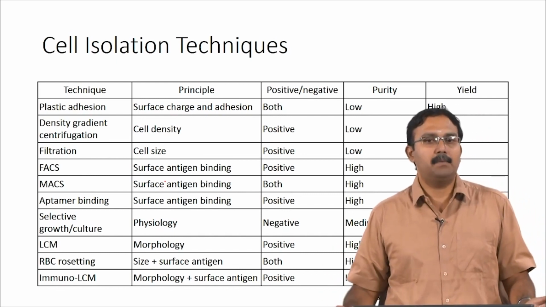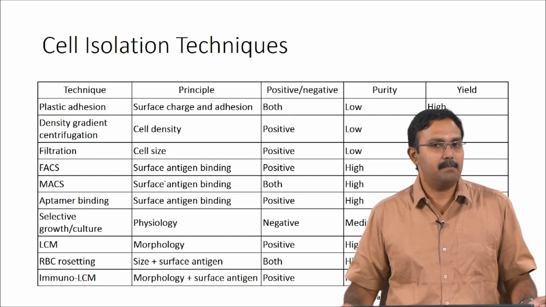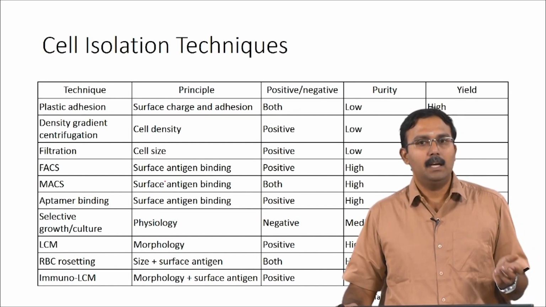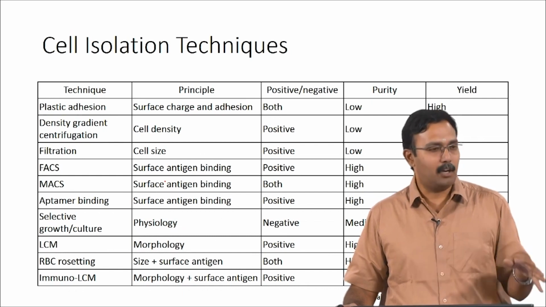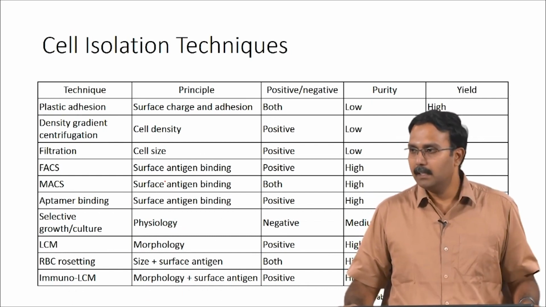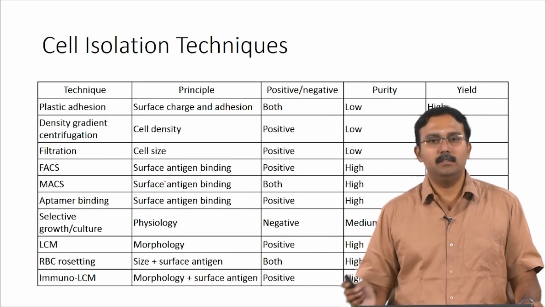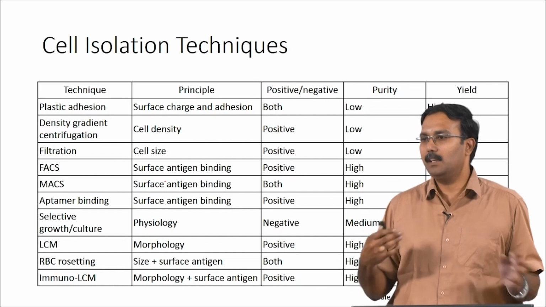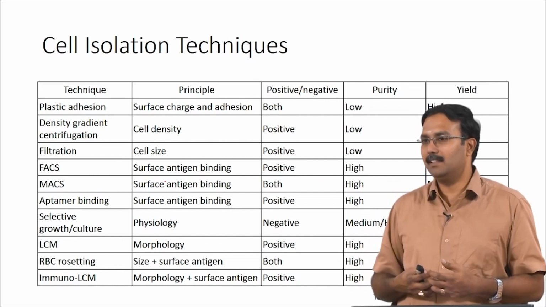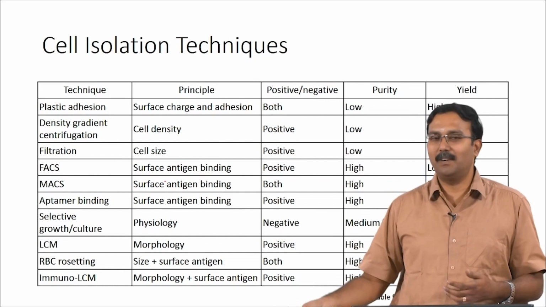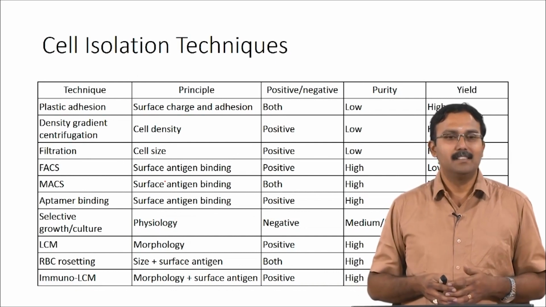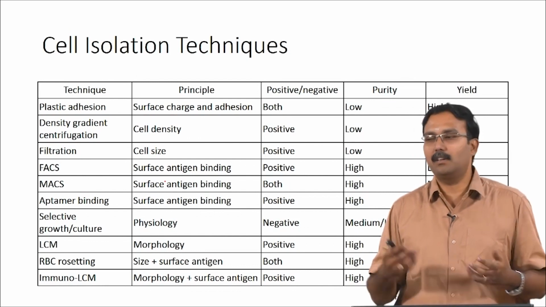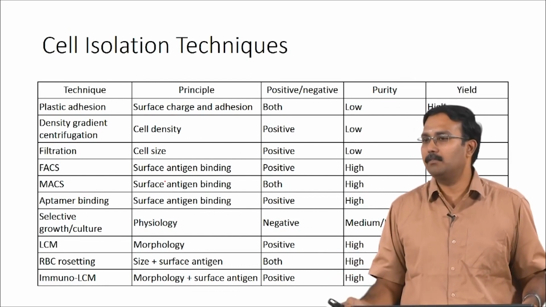FACS, MACS, aptamer binding are all surface antigen binding techniques which have very high purity, and the yield is actually not very high, yield is low to medium. So, that is why you try to use the first technique before this, so that you make sure you collect all of the cells before you actually perform further purification. If you were to perform the FACS or MACS, the cell sorter, first, then obviously you are not going to have enough cells to work with.